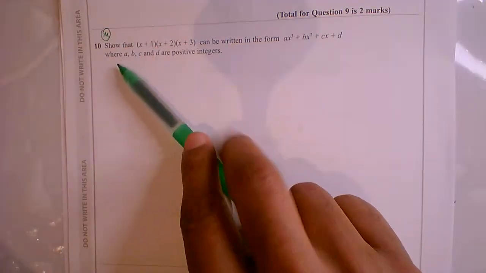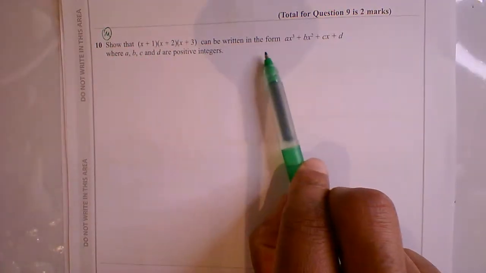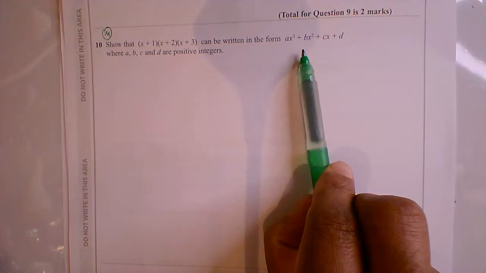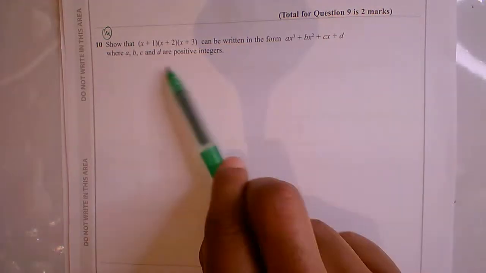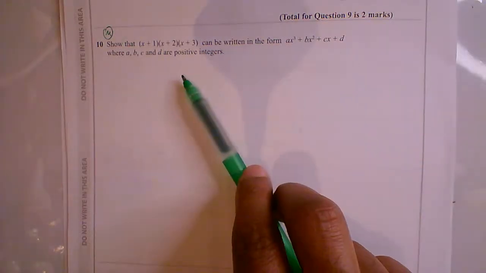All right, so we got this question 10. Show that x plus 1, x plus 2, x plus 3 can be written in the form ax cubed plus bx squared plus cx plus d, where a, b, c, d are positives. Oh my goodness, where are all these letters coming from?